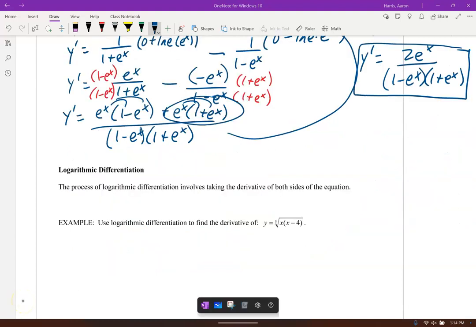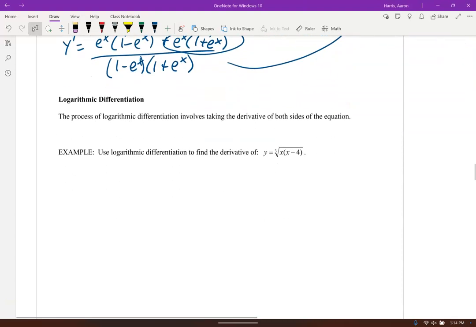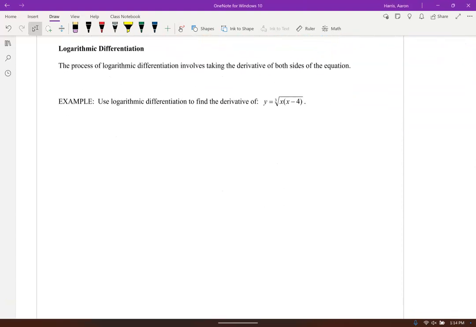Logarithmic differentiation is nice. This is usually done to apply the power rule, so to kind of release a variable from the exponential position, or maybe break up a product or a quotient. So this is an example of that approach.